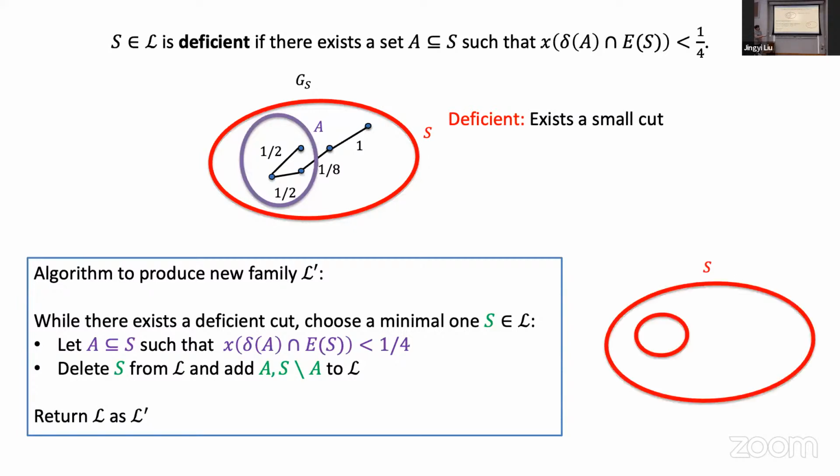So if I start with some S, which is deficient, here is some cut that witnesses this deficiency, A. Sorry, this is a child of S. Now I'm going to add A and S minus A to the family and delete S. This is the algorithm. I'm always going to be deleting sets and then adding children of those sets.